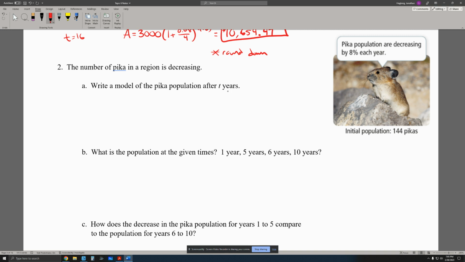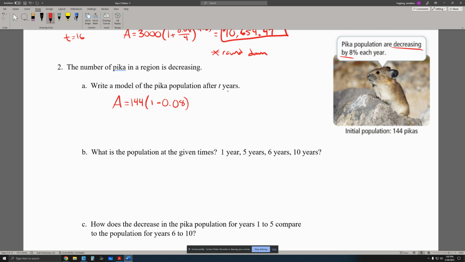So we're going to use our compound interest model because we know that it's decreasing 8% each year. We're going to write this as A equals our initial amount, which we know is 144, times a quantity 1, and then it's decreasing by 8%. So that tells me that we are subtracting 0.08, that 8% as a decimal.